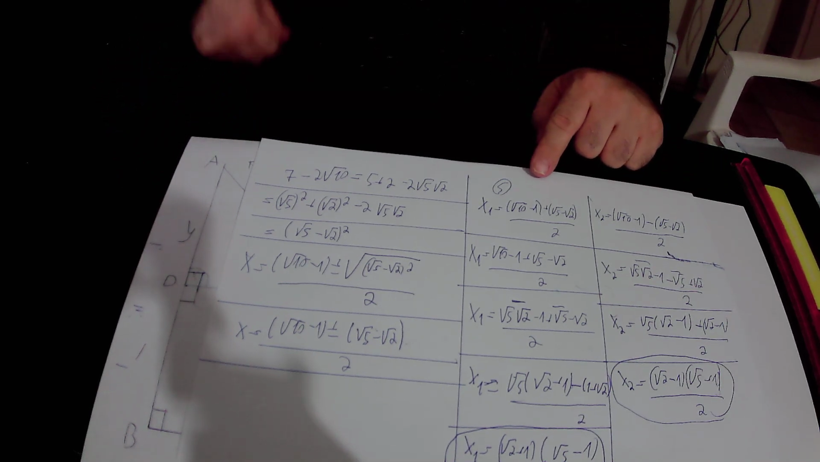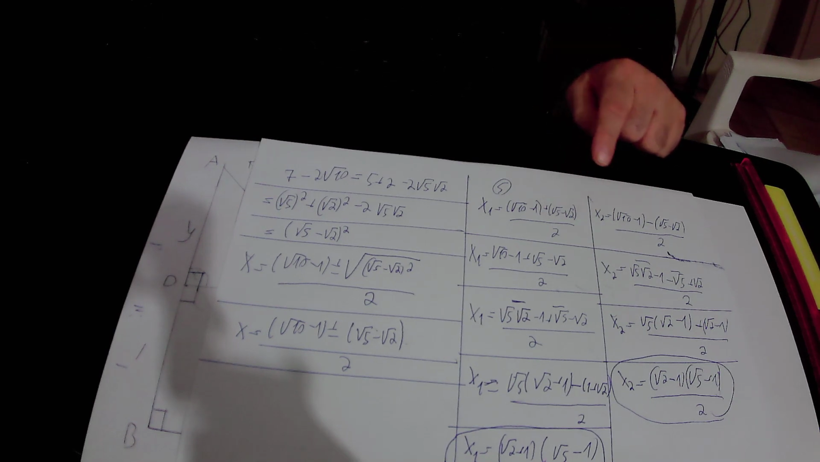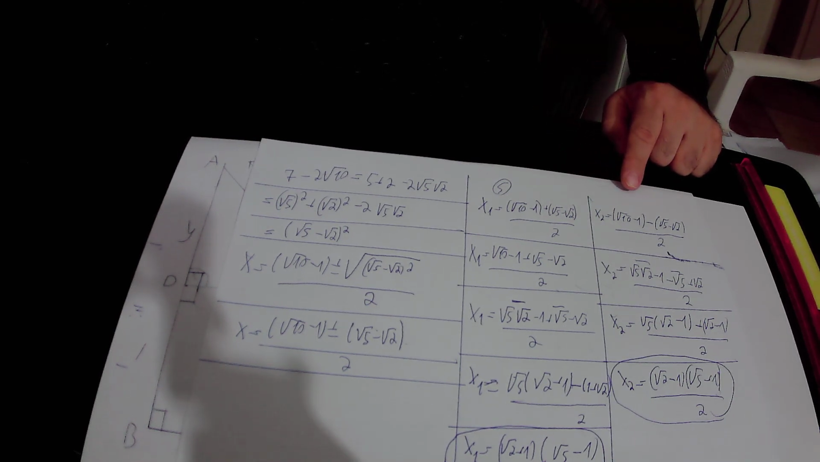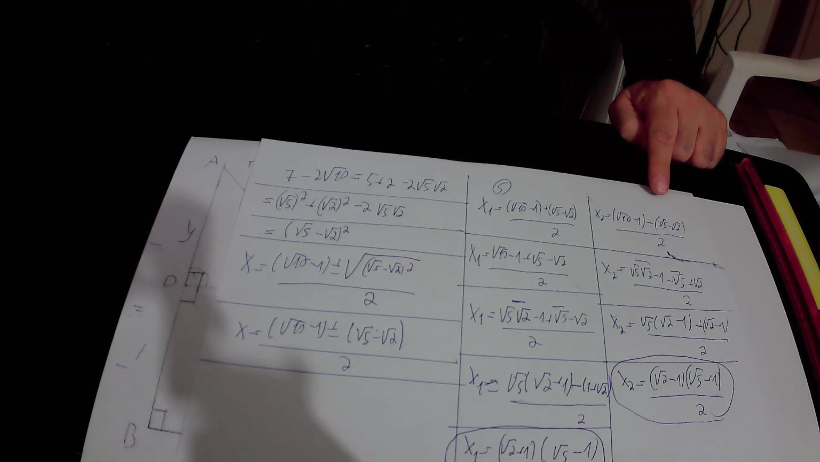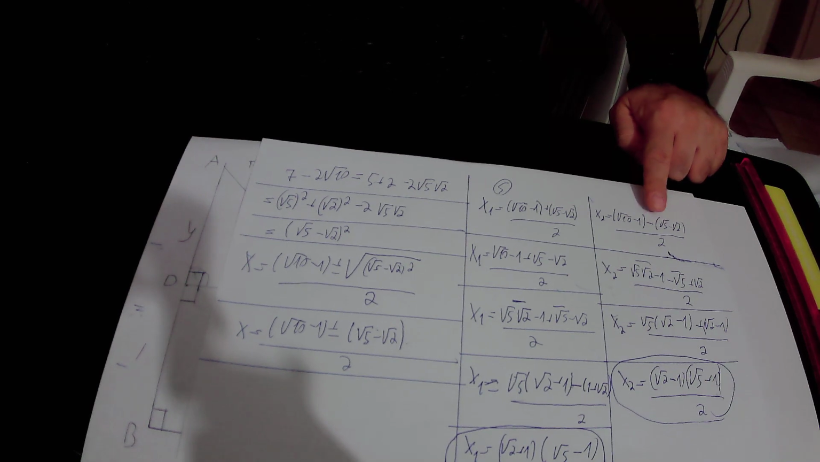The first solution is x1 equals square root of 10 minus 1 plus square root of 5 minus square root of 2, over 2. And the second solution is x2 equals square root of 10 minus 1 minus square root of 5 minus square root of 2, over 2. So you can see that the difference between x1 and x2 is here: here we have the sign plus, and here we have the sign minus.